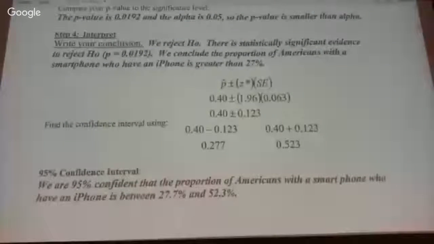Now, do I say 27 to 52% more than? No, there's nothing to be more than. It's just reporting what it is. We are 95% confident the proportion of Americans with a smartphone who have an iPhone is between 27.7 and 52.3.